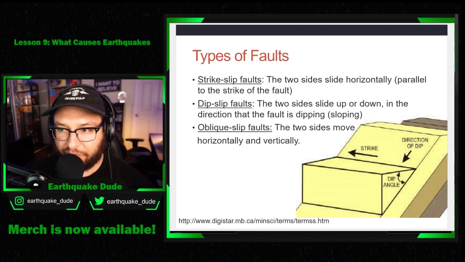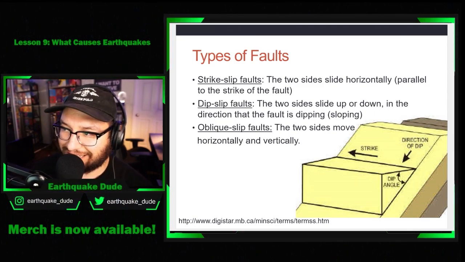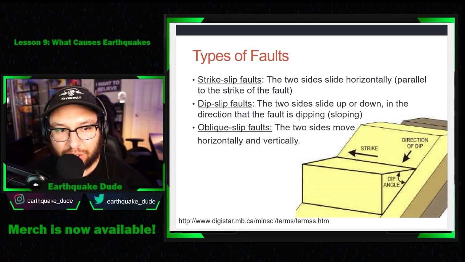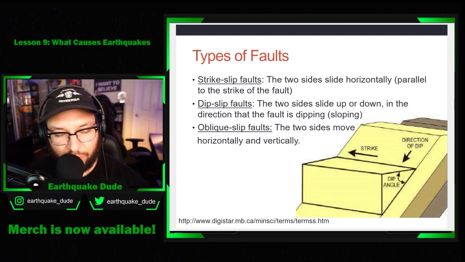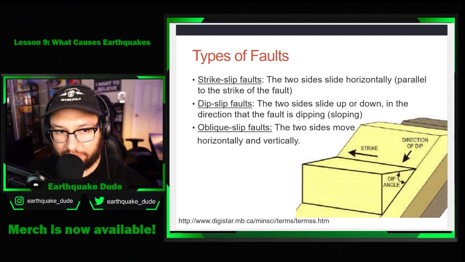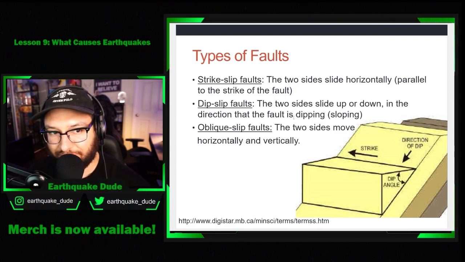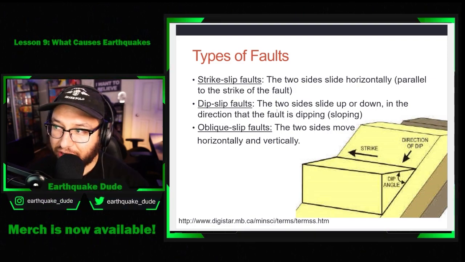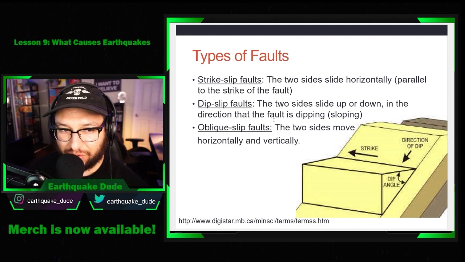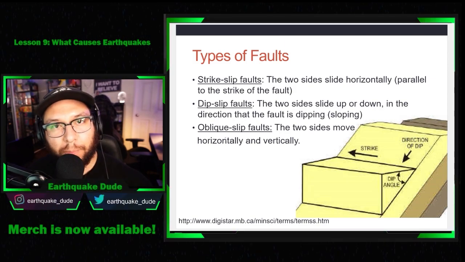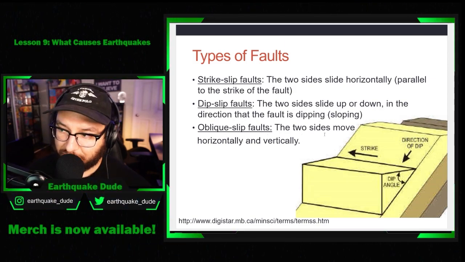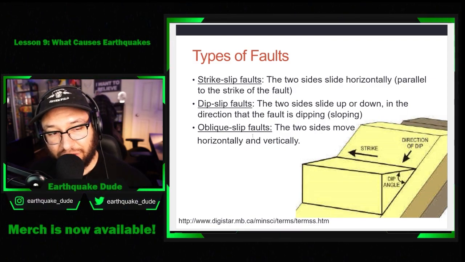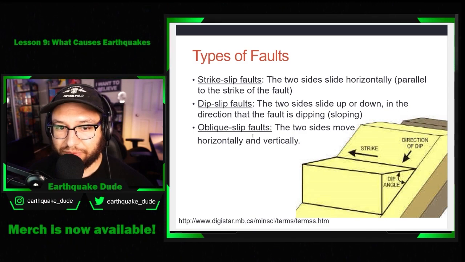A dip slip fault is when the 2 sides slide up or down in the direction that the fault is dipping. So those are what we call dip slip faults, and those move vertically, up or down, not horizontally. And then the last, when you have a combination of both horizontally and vertically moving faults, you get what we call oblique slip faults. And that's when the 2 sides move both horizontally and vertically. So you can have a combination of horizontal and vertical motion.